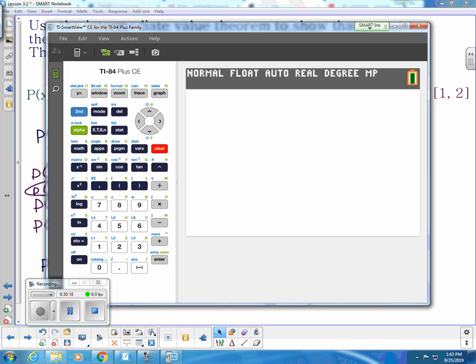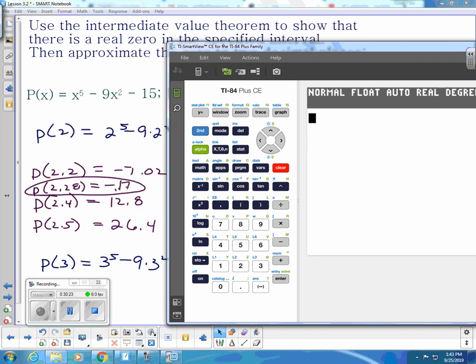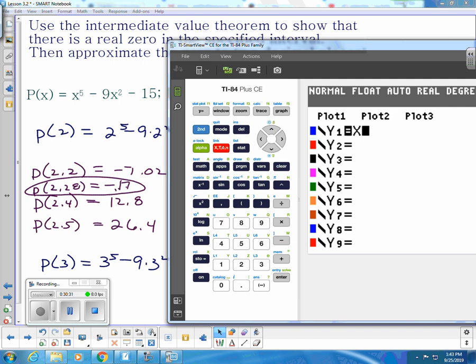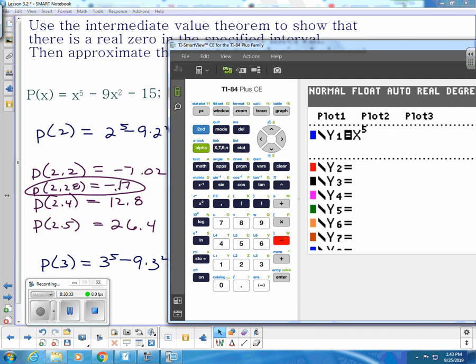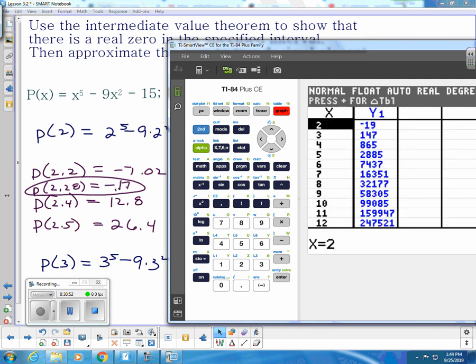So this function is x to the 5th minus 9x squared minus 15. You've got to go to y equals, x to the 5th minus 9x squared minus 15. Okay? So you want to go to your table setup here. See this table setup? We know we were between 2 and 3. So if I just look at my table between 2 and 3, you're going to see the negative 19 and the 147 we started with.